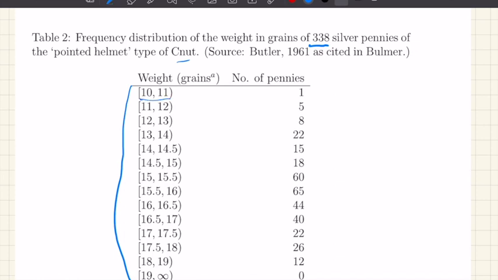The weight is a continuous variable, so it can take any, usually positive, values. It's not just integers. It can take fractions, or in fact any real number. So it's a continuous random variable. And within this interval, weight is between 10 and 11 grains. It's a unit of weight.